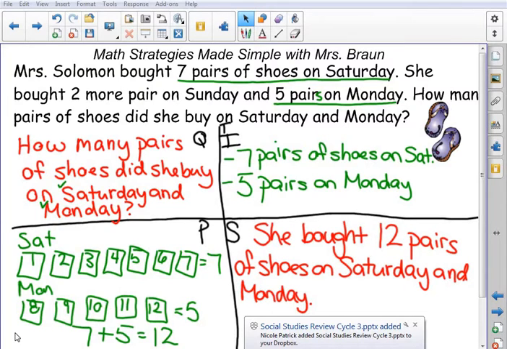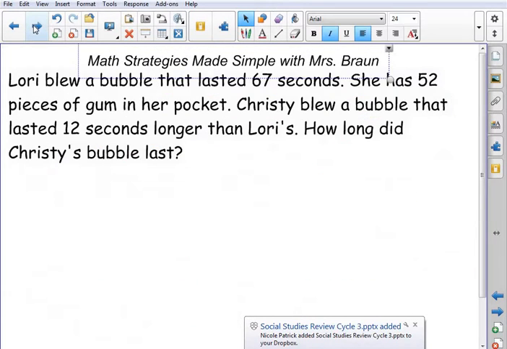Alright, so this is one strategy that you can use to help organize your information. It's pretty straightforward. Make sure that you understand what you're looking for, and that you have a solution written in a sentence, you're showing your work and thinking about the important information. Okay? So let's look at another example.